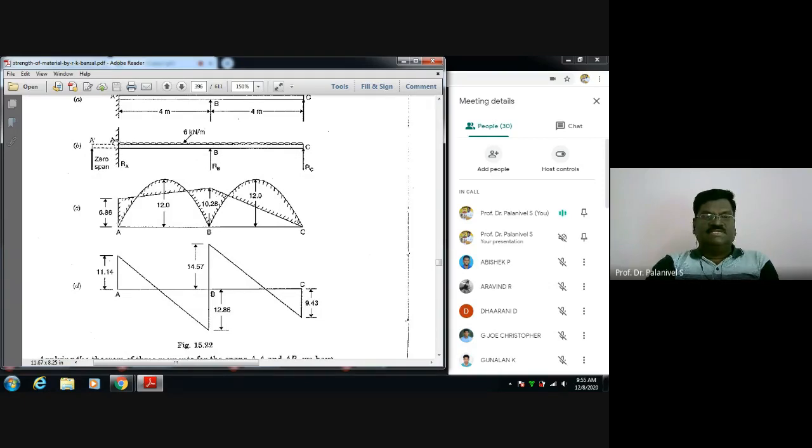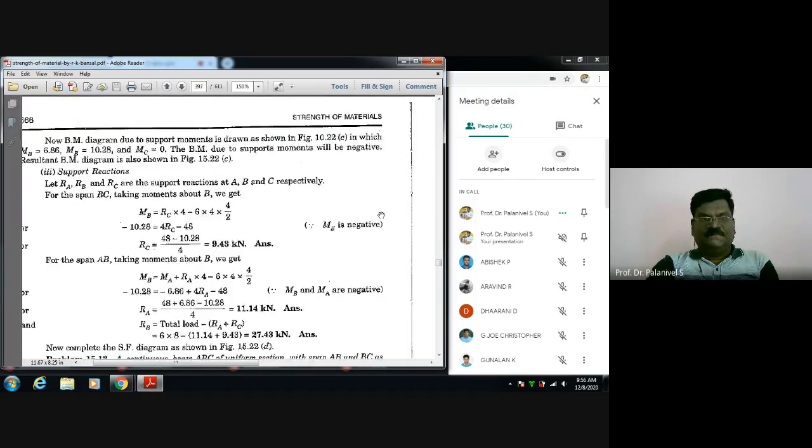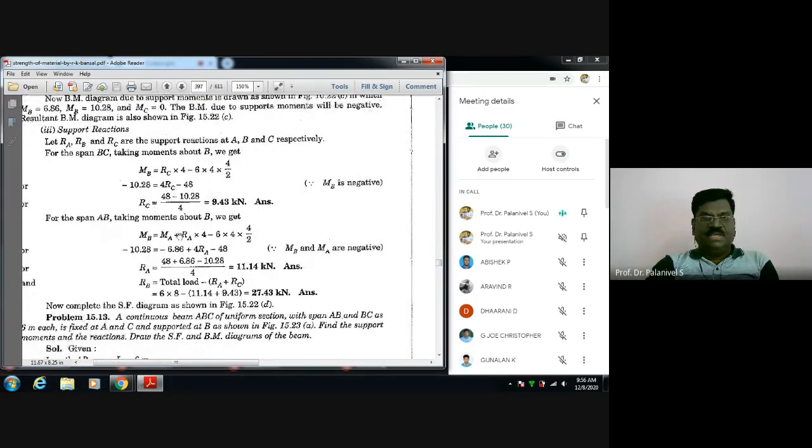Sir, MA is there. MA exists. I'm sorry. Because MA dash only A1 is 0. MA exists. Now, by considering this span AB, I am computing the bending moment here. Now, MA is here. It is a hogging bending moment. So MA, and then RA, which is sagging, right? Into 4 is written here, right? MA plus RA into 4.